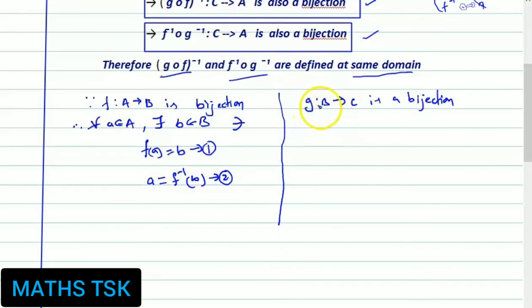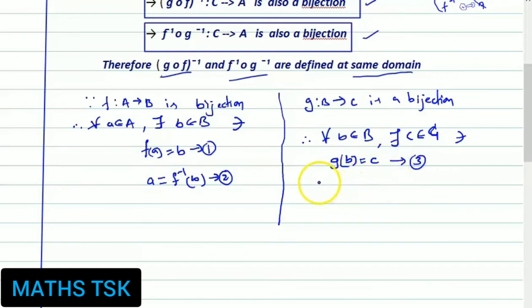Here g maps from B to C. So for each b belongs to B, there exists c belongs to C, such that g(b) is equal to c. This is equation number 3. This implies b is equal to g⁻¹(c). This is number 4. So we are going to conclude here from 1 and 3.